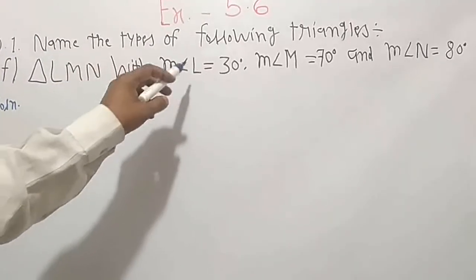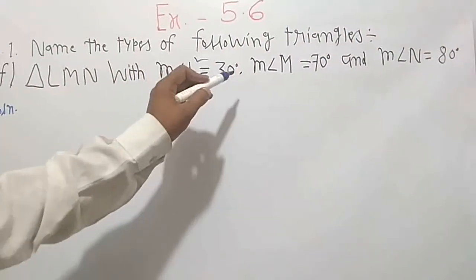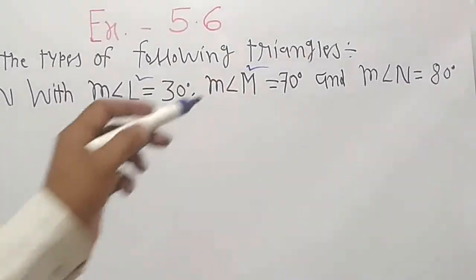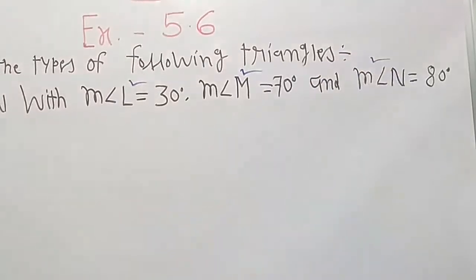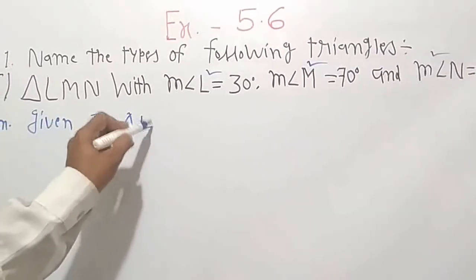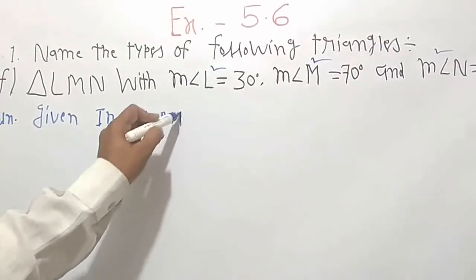With measurement of angle L equal to 30 degree, measurement of angle M equal to 70 degree, and measurement of angle N equal to 80 degree. So first we write given angle L, M, N.